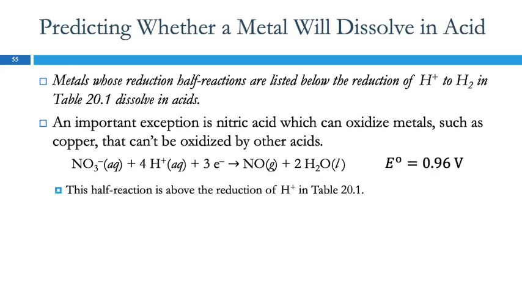There's one acid that can oxidize metals like copper that are not dissolved or oxidized by other acids. And it does this through a different half reaction. Instead of the hydrogens being reduced, we actually have the nitrogen in the nitrate that's being reduced.